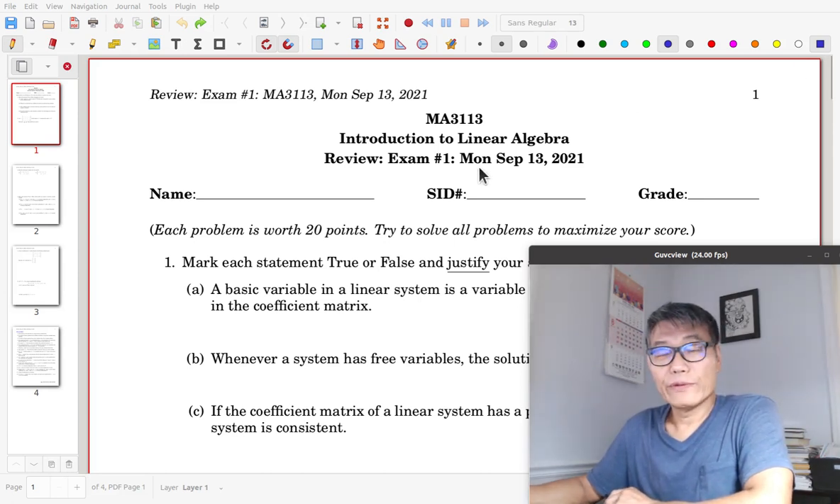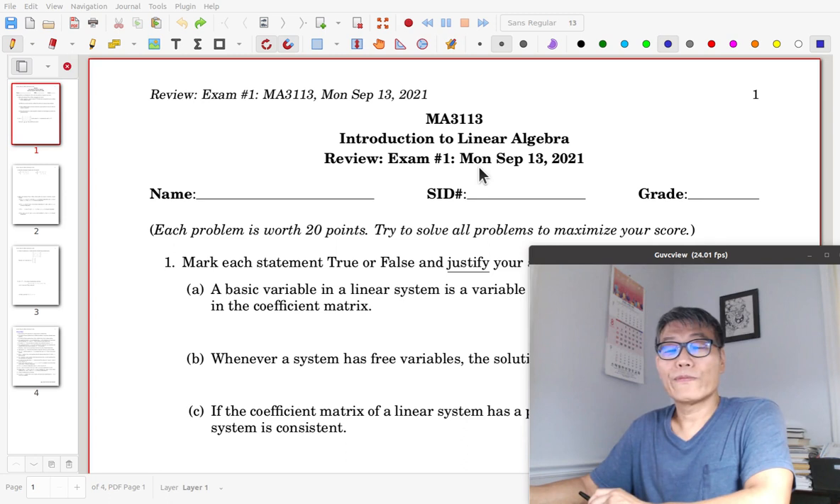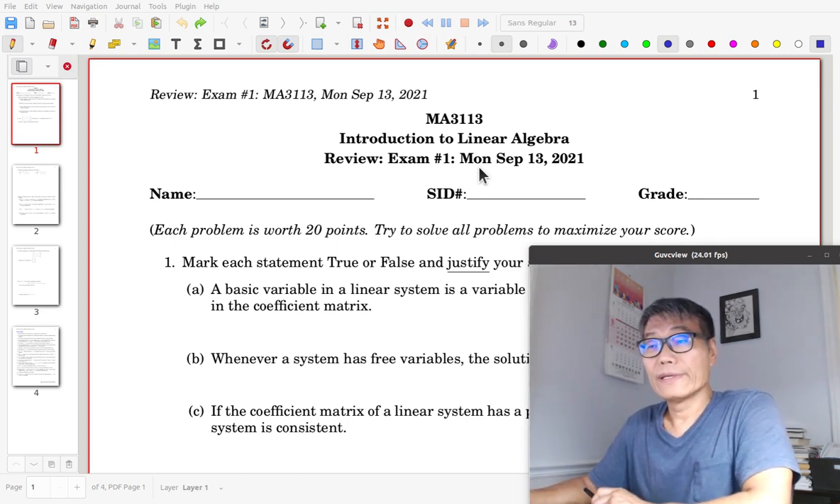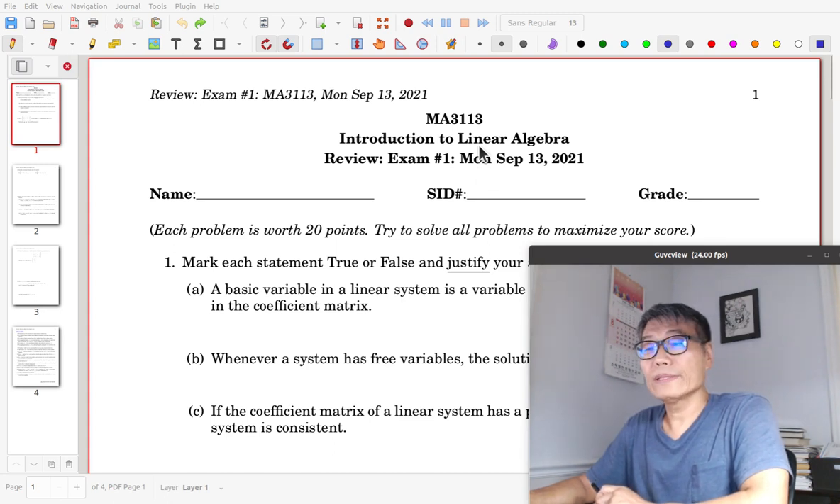It is a review for exam 1. We'll go through all the exam problems, and some extra true or false problems will be considered for you to get more concrete concepts for what you have learned. Here, let's begin with number 1, which is a set of true or false problems.